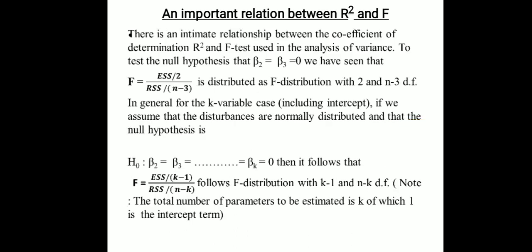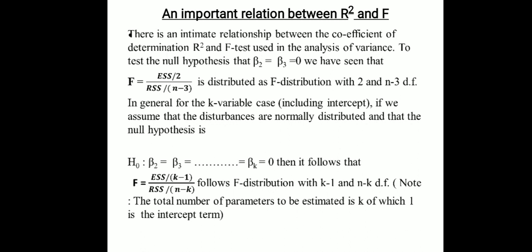Next is an important relation between R square and F. There is an intimate relationship between the coefficient of determination, R square, and the F test used in the analysis of variance. To test the null hypothesis, say beta 2 equal to beta 3 equal to 0, we have seen that F equals the explained sum of squares divided by its degrees of freedom over the residual sum of squares divided by its degrees of freedom, distributed as F distribution with 2 and n minus 3 degrees of freedom.